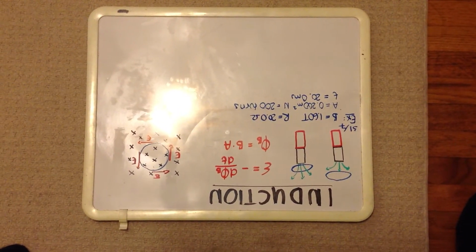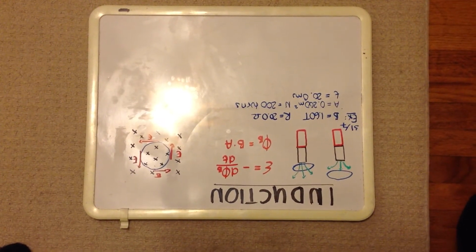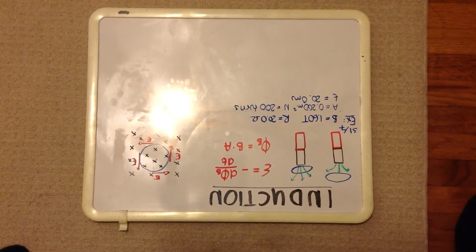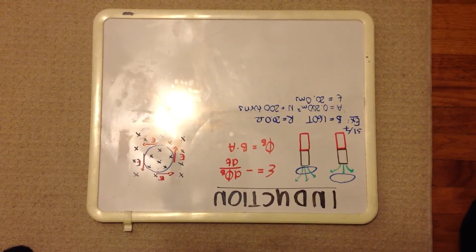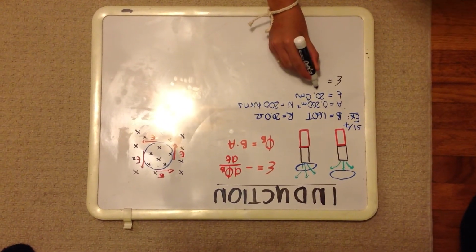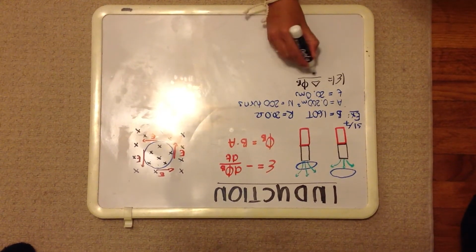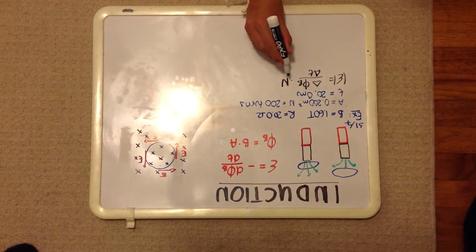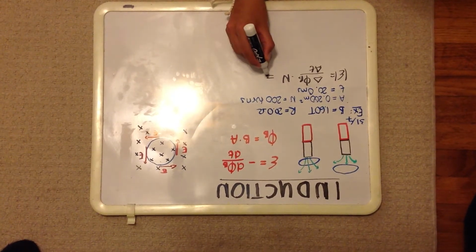And if the current in the electromagnet is 0, there will be no magnetic field, so B final will be 0. So the question is, what is the current induced in the coil? To calculate that, we use Faraday's law of induction, which states that the induced EMF is equal to the change in magnetic flux over the change in time times the number of turns. And so we start plugging in numbers.